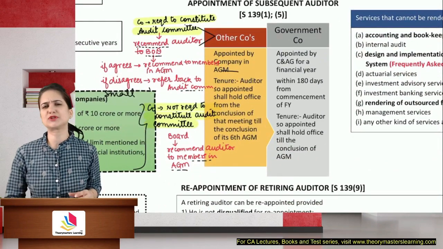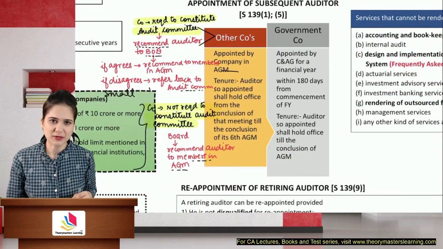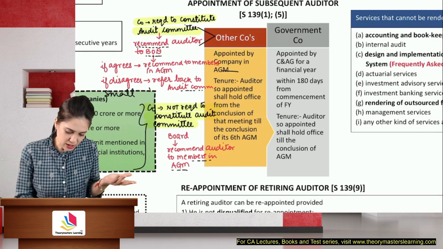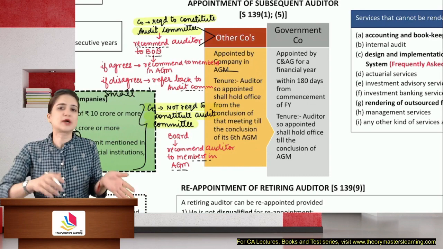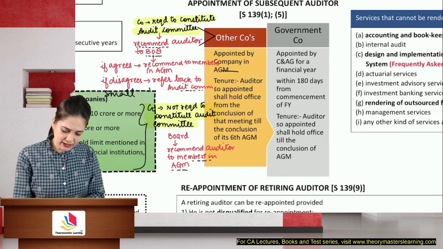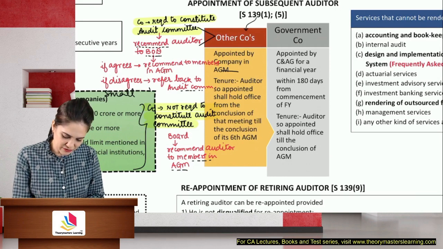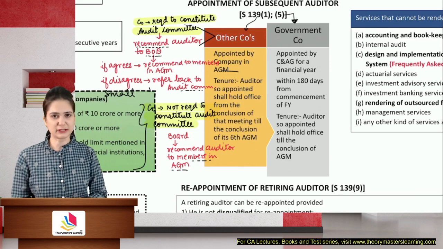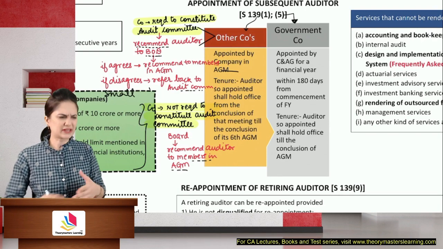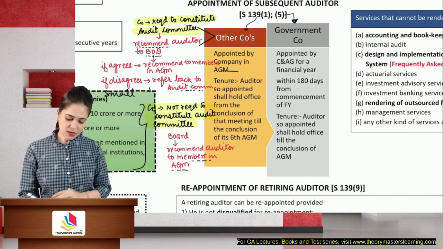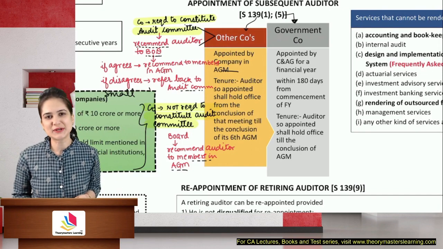Now let us go through the provisions for appointment of subsequent auditor. Now, in case of other companies will include companies which are not government companies. Okay, so in case of other companies, this is discussed under section 139 subsection 1, and in case of government company, the provisions are given under section 139 subsection 5. In case of any other company, now you need to see whether audit committee is required to be constituted.